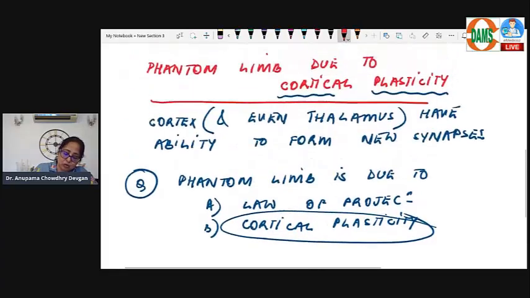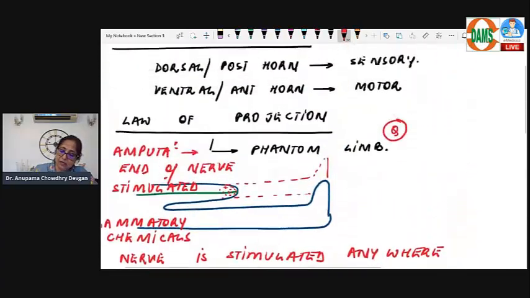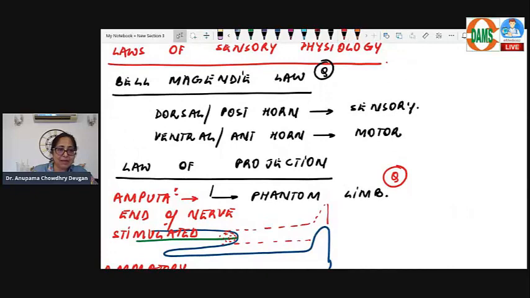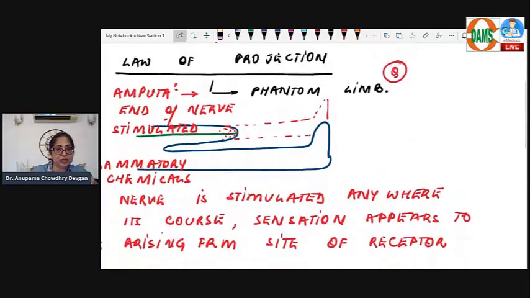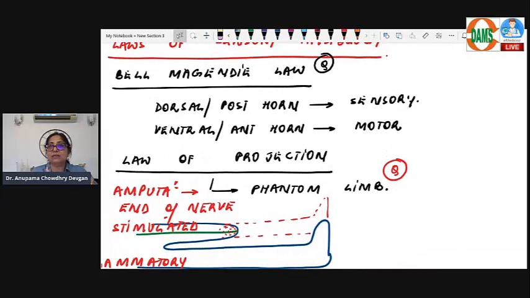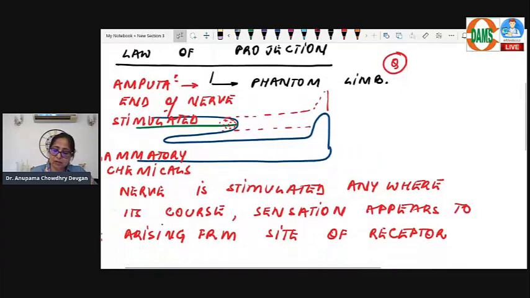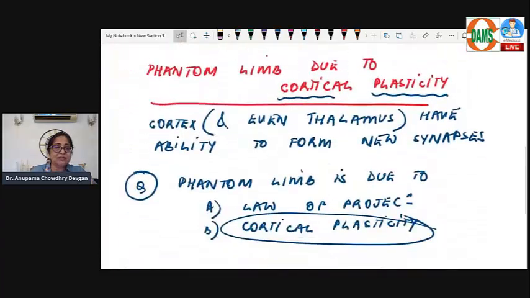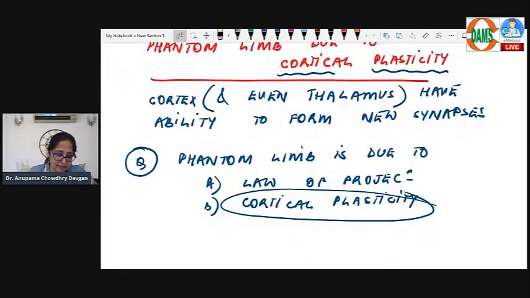Now, we've done two laws so far: number one is Bell-Magendie law and number two is law of projection. Bell-Magendie law states that the dorsal or posterior horn of the spinal cord is sensory, ventral or anterior horn is motor. Law of projection is responsible for phantom limb, but today we feel that the better answer is cortical plasticity. This feeling is not necessarily permanent, but it definitely troubles the amputees for at least a few years after injury.